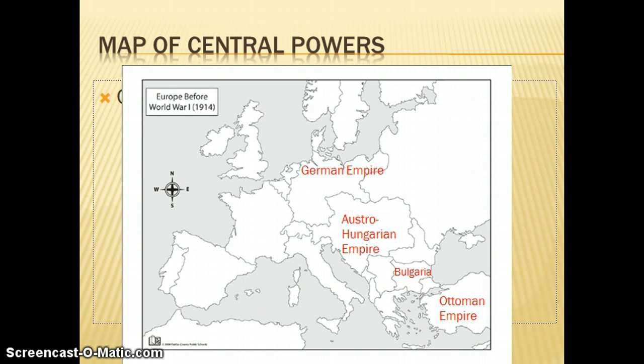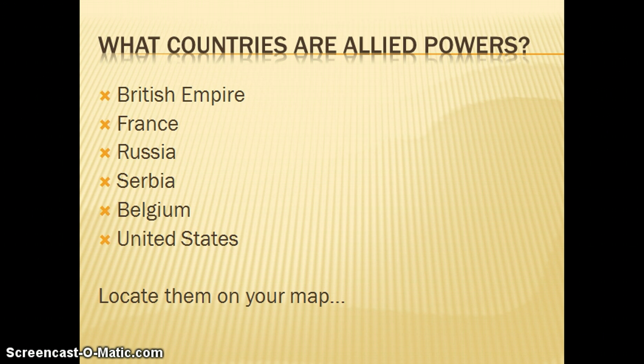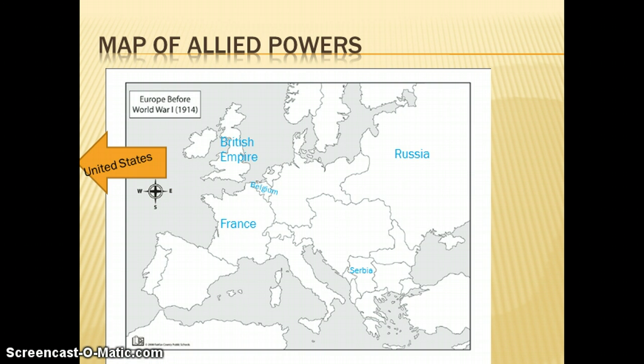What countries are the Allied powers? We have the British Empire, France, Russia, Serbia, Belgium, and the United States. The main ones we'll be talking about in class are the British Empire, France, and the United States, and a little bit about Russia. Now I would like you to label those in blue on your map. So you should have filled in red the German Empire, the Austro-Hungarian Empire, Bulgaria, and the Ottoman Empire at this point, and those were the Central Powers. Now we're going to move on to the Allied powers.